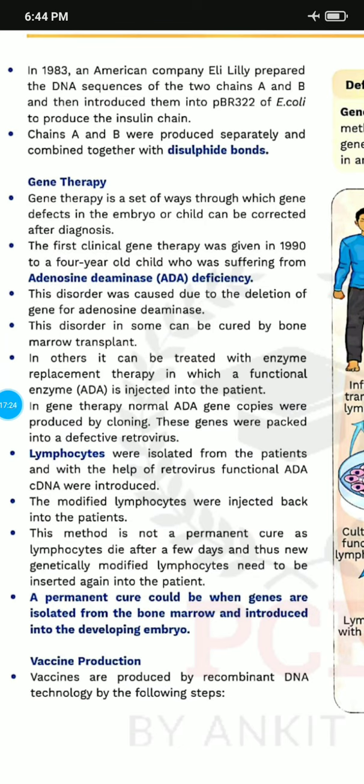This method is not a permanent cure because the lymphocytes die after a few days, and new genetically modified lymphocytes need to be inserted again into the patient. So the permanent cure is only bone marrow transplantation.